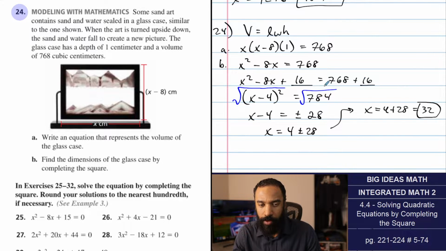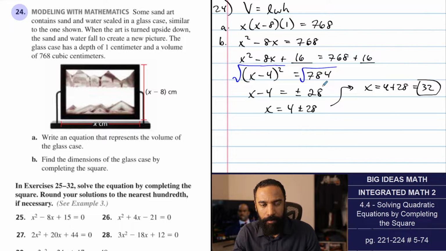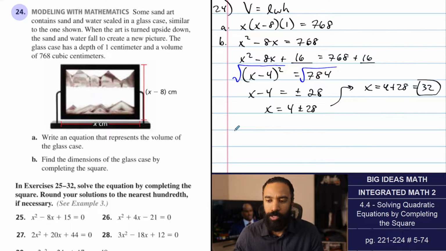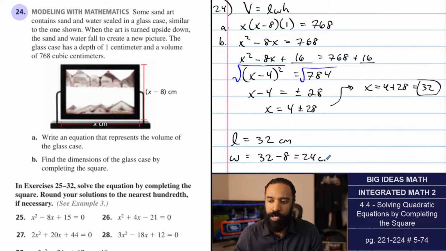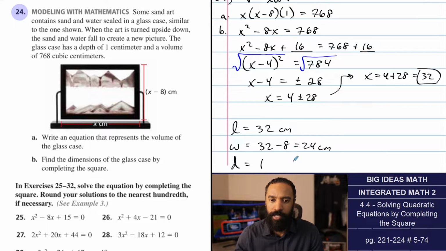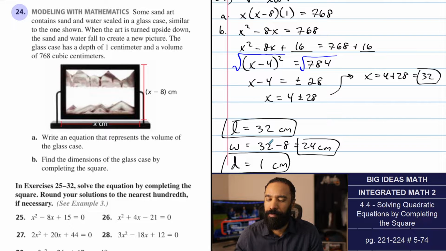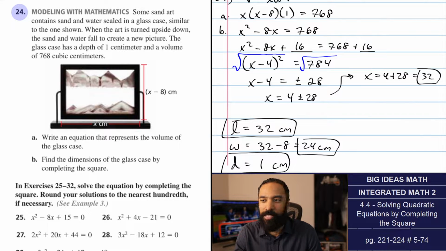Find the dimensions of the glass case. We know that the depth is 1 centimeter, and we are going to find the other part. So the length is 32 centimeters. The width is 32 minus 8, which is 24 centimeters, and that depth is 1 centimeter. So boom, boom, and boom. Oh, I guess the glass isn't the depth, I suppose, right? The glass case, maybe it is, maybe it's not. That's okay. All right, that is number 24.